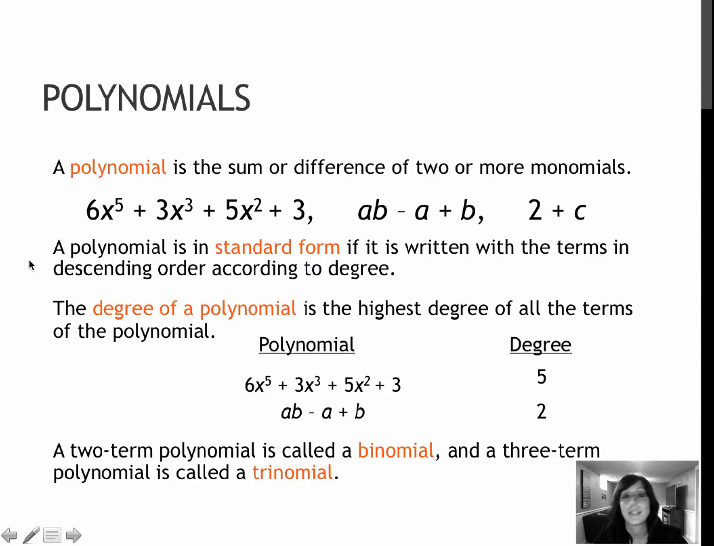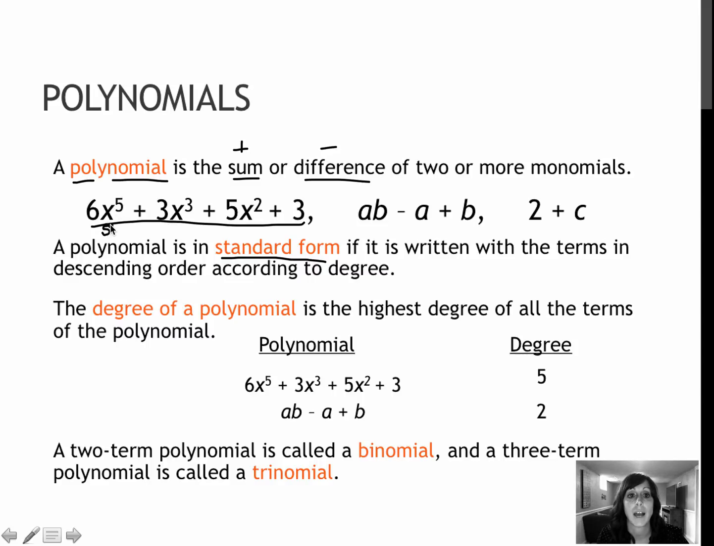A polynomial is simply many, poly meaning many, nomial meaning numbers, so many numbers, and they are separated by a plus or a minus. The sum or difference means there's a plus or a minus in between. So here a couple of different examples of polynomials. It doesn't matter if they have 2 terms or 3 terms or 4 terms, although we will talk about what those mean. If we write a polynomial in standard form, we write it with the terms in descending order according to degree. So in this example here, this is in standard form because the 5 is the greatest degree.